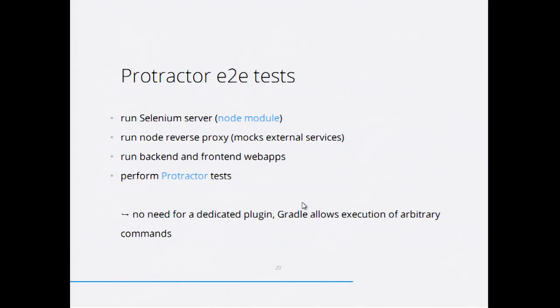The end-to-end tests. Protractor is an implementation on top of Selenium. It allows us to write end-to-end tests in JavaScript. And we have a little setup with a reverse proxy to make our setup a bit more convenient to combine several web apps on one port. We have two backends, two running web apps, one a backend, and the front end contains our JavaScript. And the Protractor tests are executed by calling a shell script.